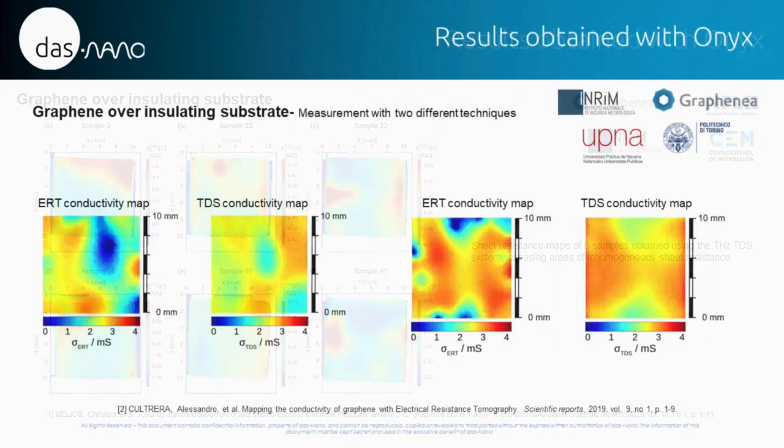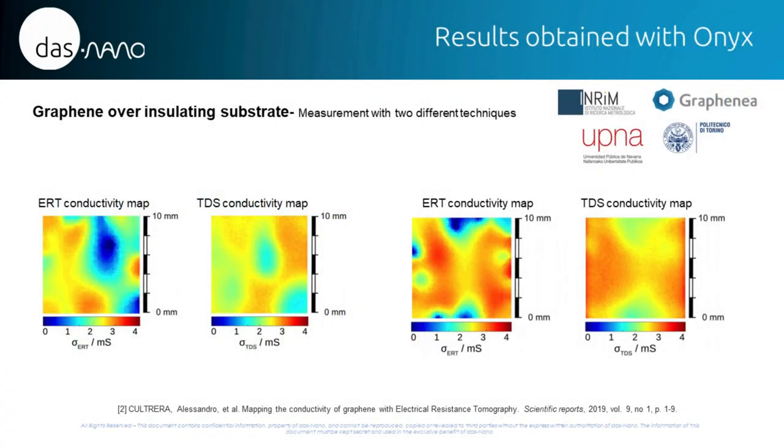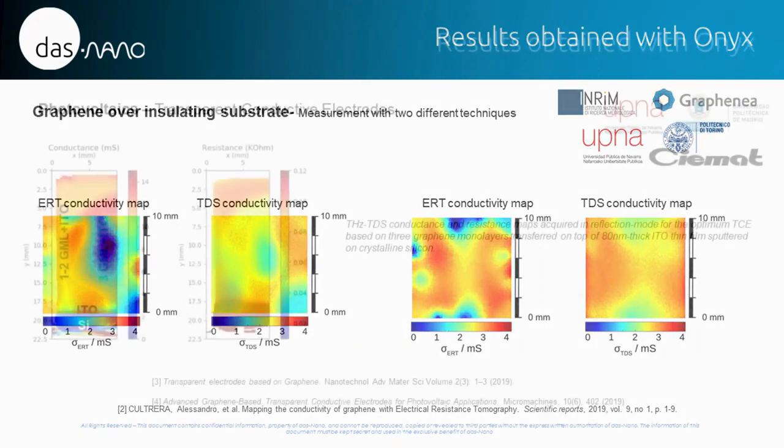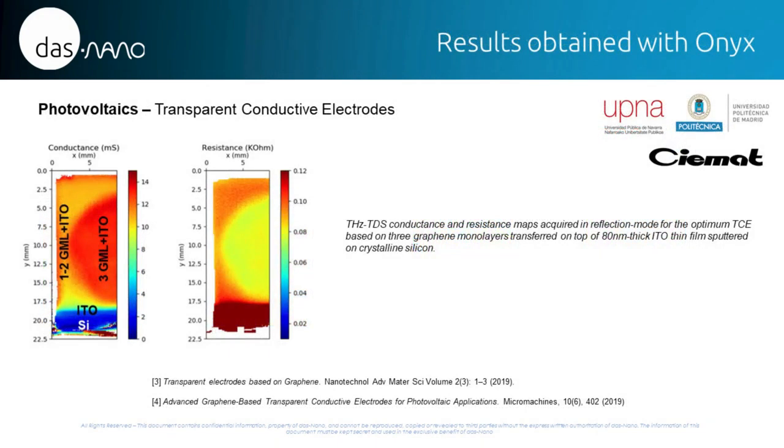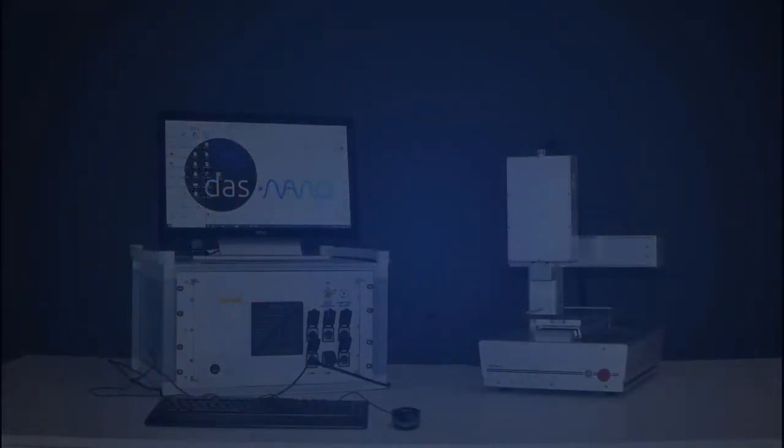Moreover, a comparative study was carried out with graphene over quartz samples, measured with 2 different techniques: ERT, a variation of the electrical resistance tomography technique, and terahertz TDS using the ONYX equipment. When comparing the sheet conductance maps obtained with both methods, a good correlation is observed between them. These results confirm the extraordinary potential of terahertz TDS to characterize the electrical properties of materials. Finally, impressive photovoltaic cells have been recently published thanks to an optimum fabrication process confirmed by the information that ONYX provides.